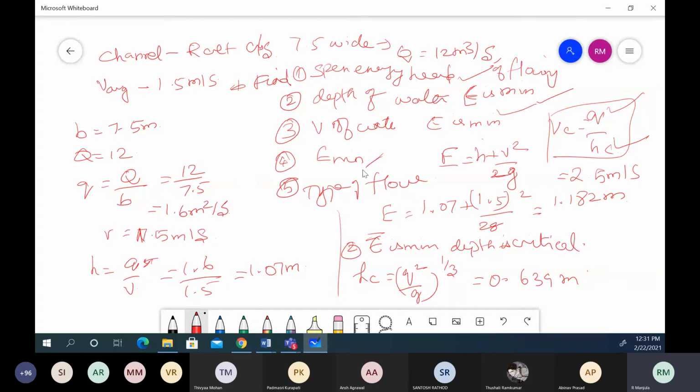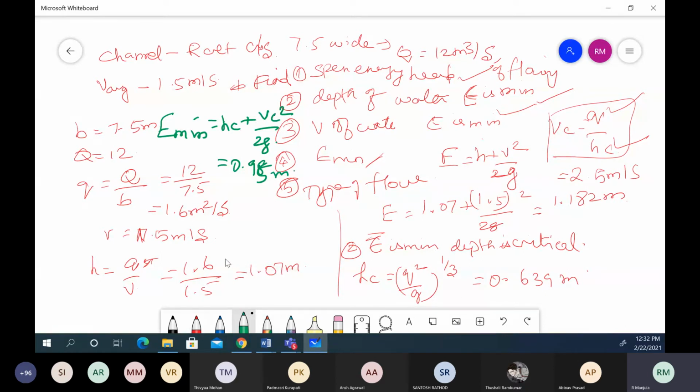Now what is E minimum? You know the formula for E minimum. What is the formula for E minimum? E minimum is going to be Hc plus Vc square by 2g. So I can substitute for Hc and Vc square by 2g, and I will be getting my E minimum. For this particular problem, I will be getting something around 9.95 meters. Now what is the last part of the problem?